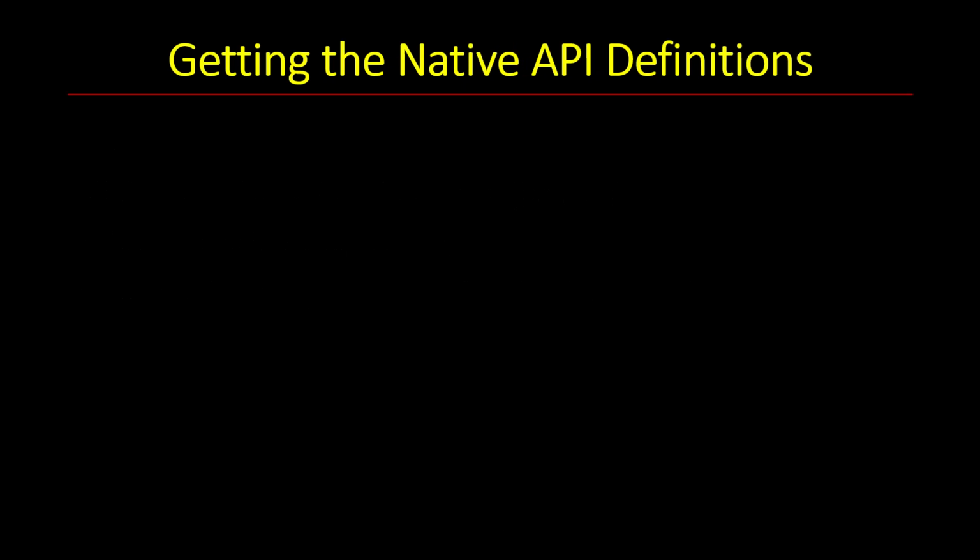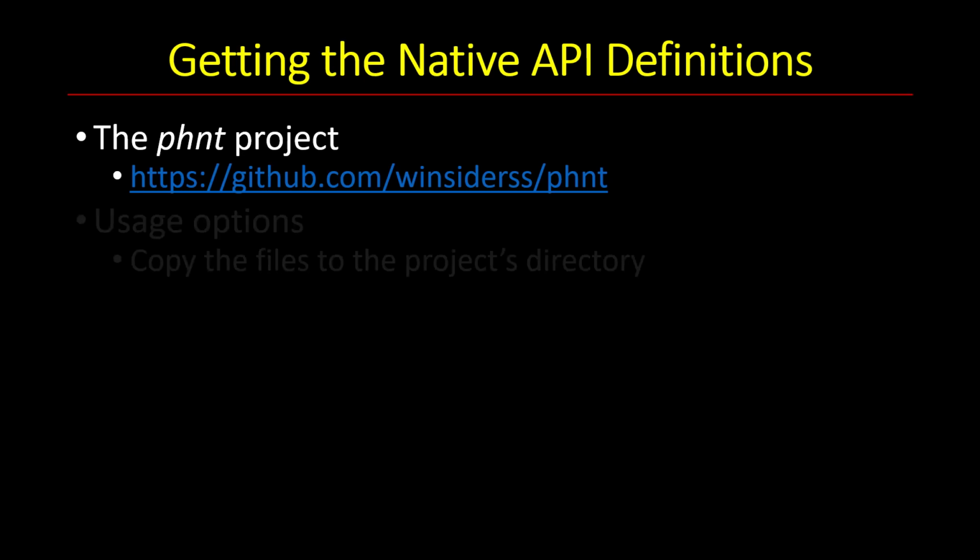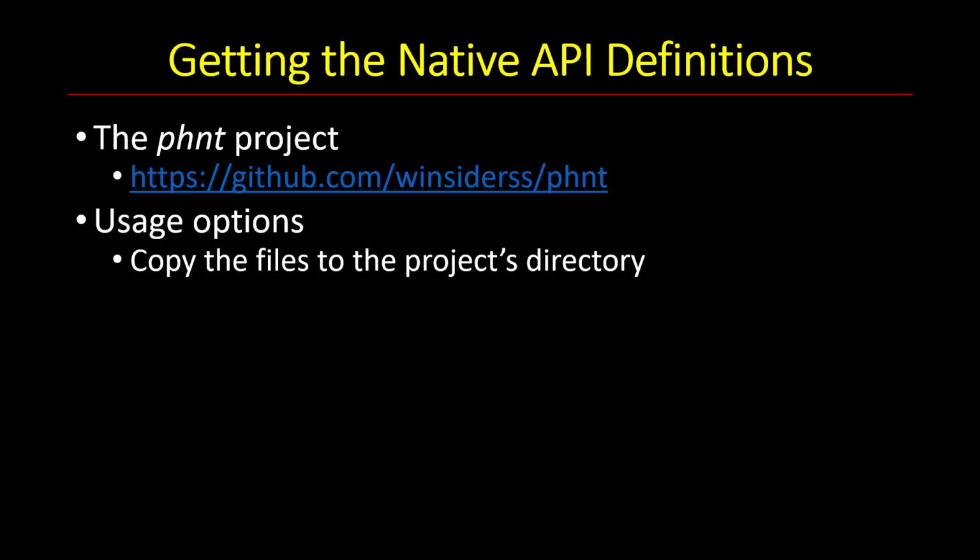So first, how do you get these native API definitions? The best source for this API is the PHNT, or the Process Hacker NT project, that is currently hosted on GitHub at this address. When you go to this project, you can download the header files and just copy them to your project directory that you're building with Visual Studio, say.